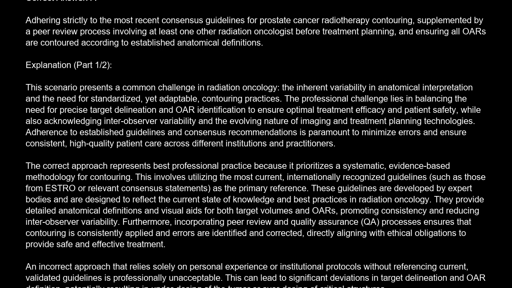This involves utilizing the most current, internationally recognized guidelines, such as those from ESTRO or relevant consensus statements, as the primary reference. These guidelines are developed by expert bodies and are designed to reflect the current state of knowledge and best practices in radiation oncology. They provide detailed anatomical definitions and visual aids for both target volumes and OARs, promoting consistency and reducing inter-observer variability. Furthermore, incorporating peer review and quality assurance (QA) processes ensures that contouring is consistently applied and errors are identified and corrected, directly aligning with ethical obligations to provide safe and effective treatment.